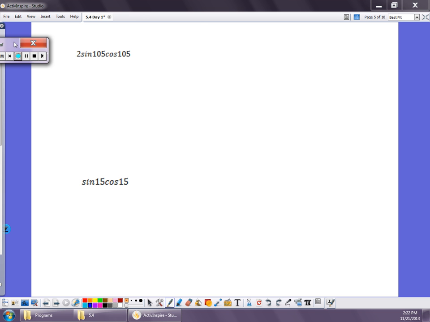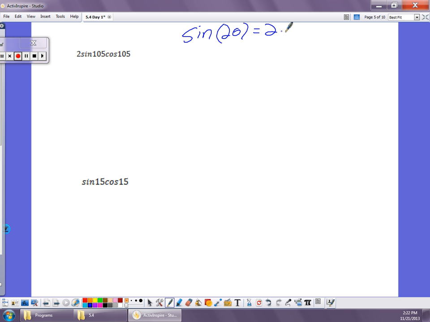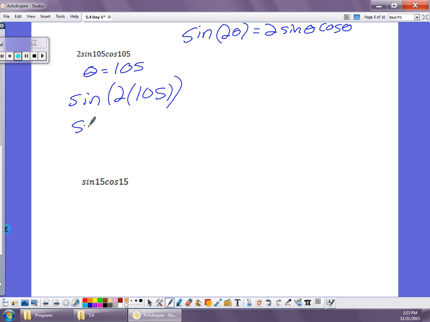So the first one we're going to look at is 2 sine 105 cosine 105, and we're looking to build on this structure here. If we look at this problem, you'll notice that this matches up perfectly with our identity where theta is going to equal 105. So what we're trying to do here is put it in either a sine, cosine, or tangent double angle formula. So we can easily see that this is sine. So we have sine of 2 times theta, 105 degrees, which is going to be the sine of 210. So then we just have to solve from there.